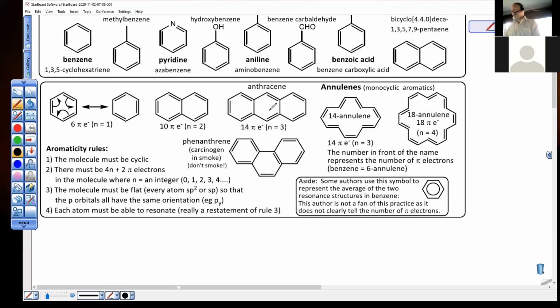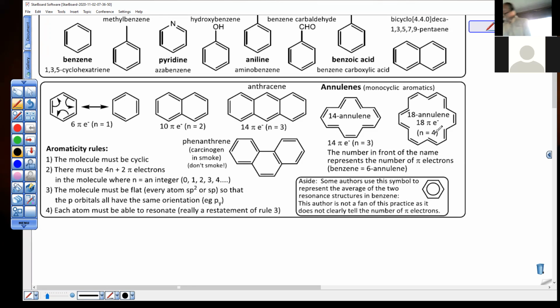Anthracene is a candidate. It solves for n equals 3, as does phenanthrene. 14-annulene does qualify, although it has other issues that make it not a very good candidate for aromaticity. We'll talk about those shortly. 18-annulene is a perfectly aromatic compound. Has 9 pi bonds, 18 pi electrons.